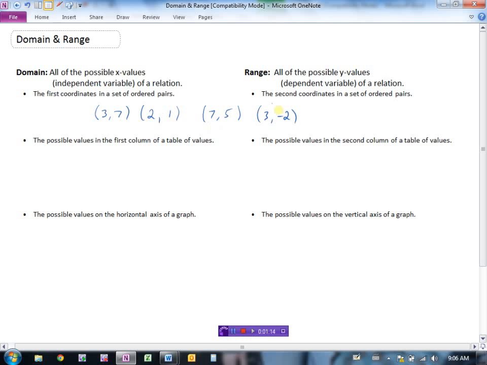And the range of this relation is the second coordinate. Obviously, that's our y value. So the range would be 7, 1, 5, and negative 2. That would be the range of that particular relation.